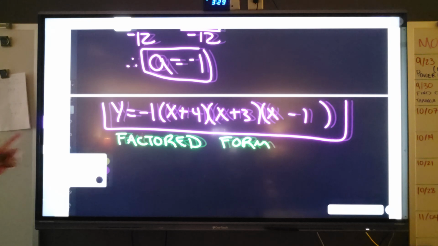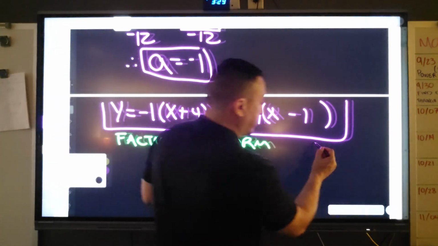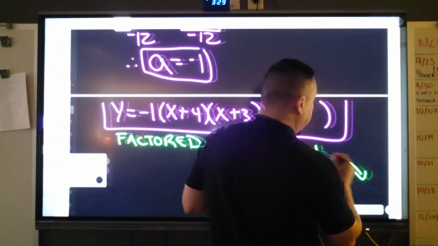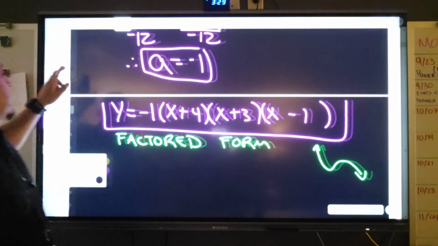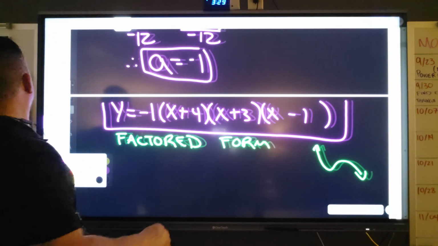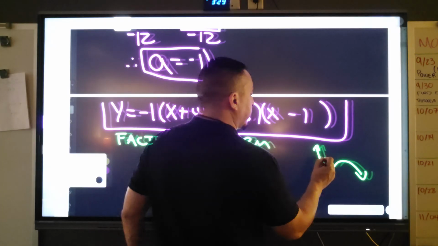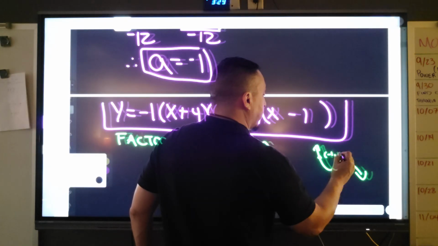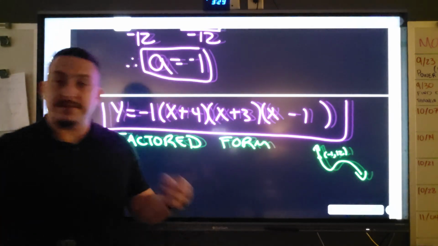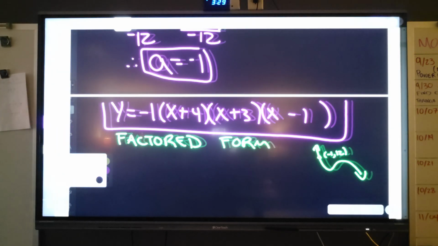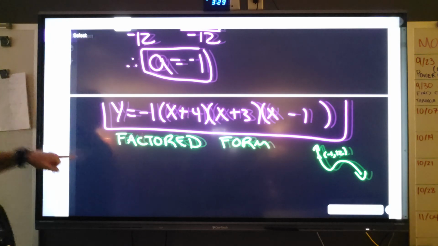That equation is the same one we drew earlier, but it passes through that point. What was that point? -1, 12. It passes through that point, and we came up with that equation. So that's the goal of these.